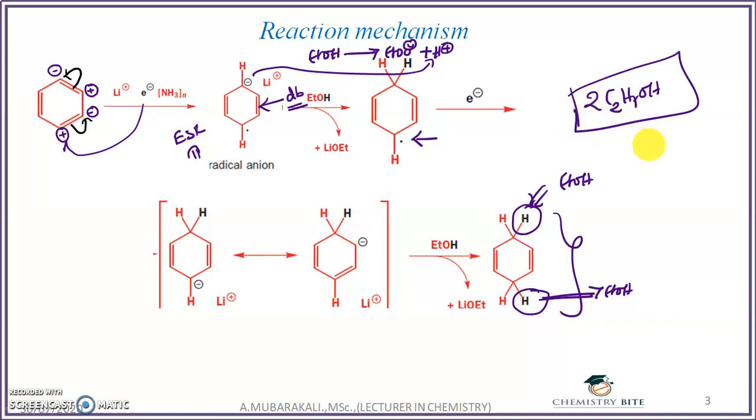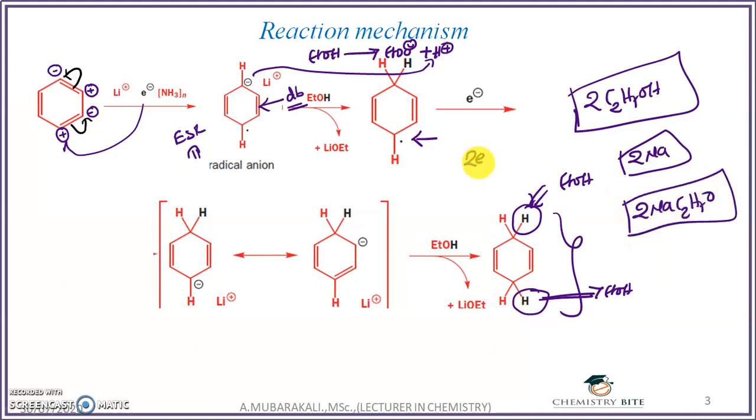And how many atoms of sodium were consumed? Two atoms of sodium were consumed. So what is the byproduct here? You will get sodium ethoxide as the byproduct. So we have added a total of 2 electrons here to convert a benzene into cyclohexadiene.